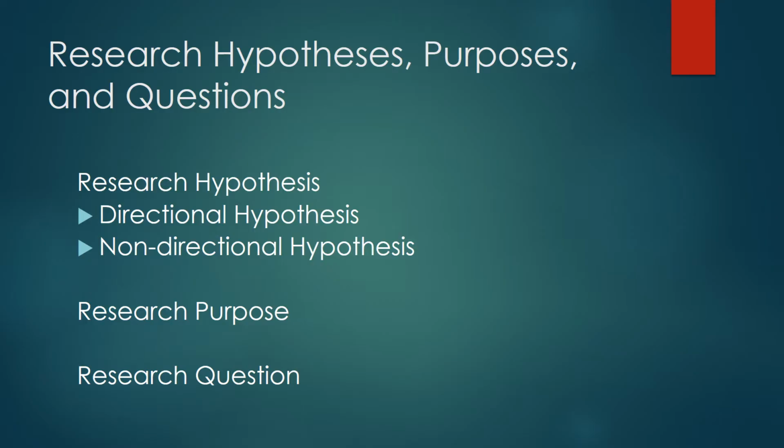Now, a research hypothesis can either be directional, and it predicts which of your groups will have more of the attribute or will rank higher, or it can be non-directional, where you predict that there is a difference between your groups, but not the direction of the difference. We can also have a research purpose, which simply states the purpose of the research. And it starts something like, the purpose of this research is to.